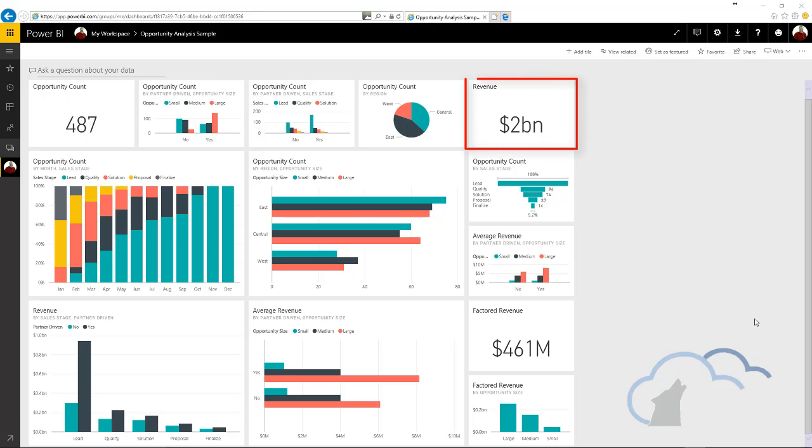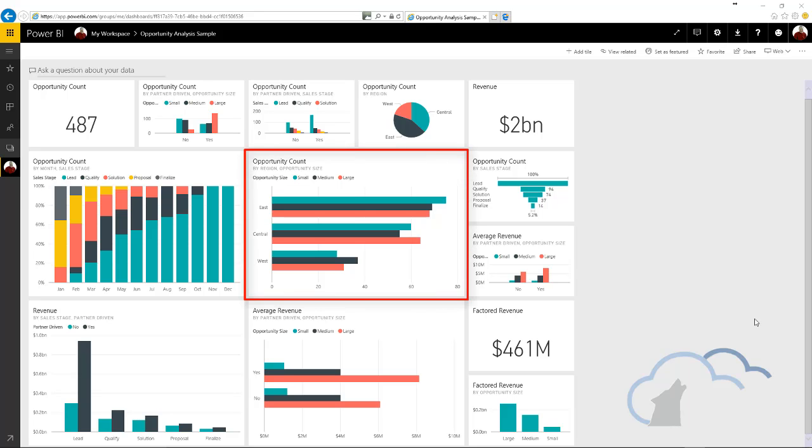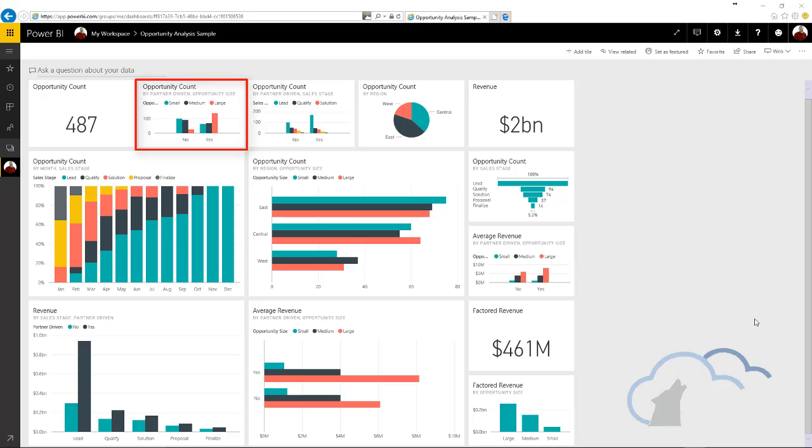1. Company revenue is 2 billion and factored revenue is 461 million. 2. Opportunity count and revenue follow a familiar funnel pattern, with totals decreasing each subsequent stage. 3. Most of the opportunities are in the East region. 4. The large opportunities generate more revenue than the medium or small opportunities. 5. Partner large deals generate more revenue, 8 million on average versus 6 million for direct sales.